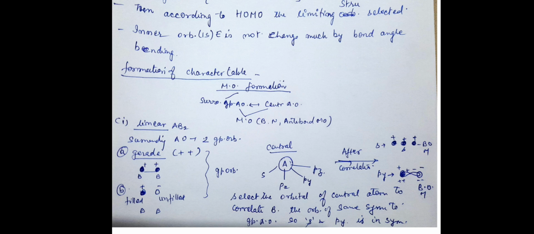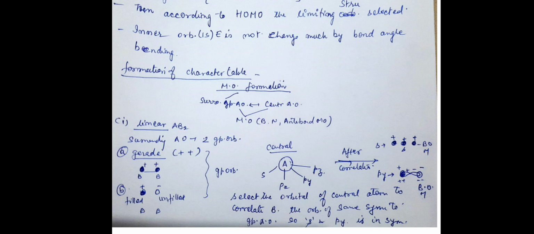Now what are the two atomic or group orbitals? Plus plus and plus minus. When both the atomic orbitals of the B combine with plus plus signs, these are called gerade.